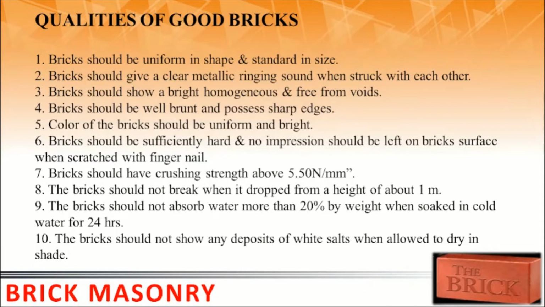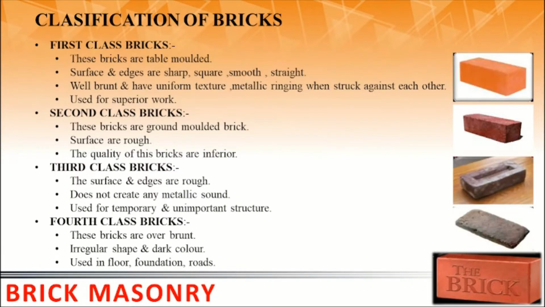Now the classification of bricks. There are 4 types of bricks: the first class, the second class, the third class and the fourth class bricks. The first class bricks are table molded. Surfaces and edges are sharp, square, smooth and straight. These are well burnt, have uniform texture, and give a metallic ringing sound when struck against each other. These bricks are used for superior work.